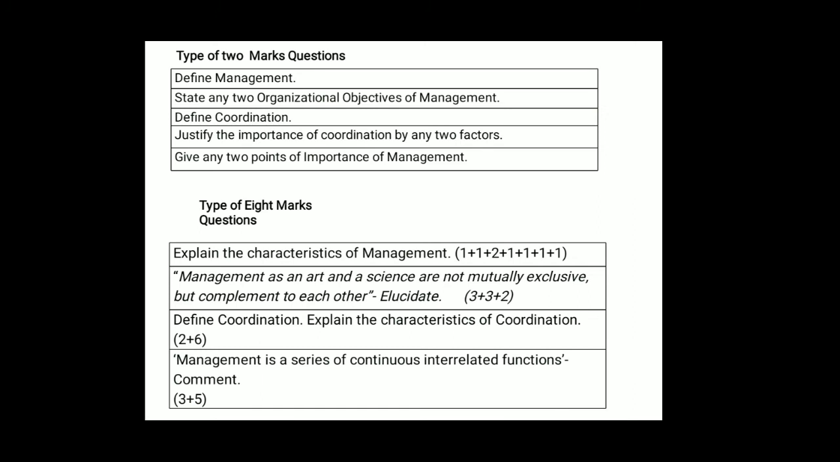Then type of 8 mark questions. Explain the characteristics of management. Then, explain: art and science are not mutually exclusive but complement each other, elucidate. Define coordination and explain the characteristics. Management is a series of continuous interrelated functions, comment. So these questions we may expect for 8 marks.